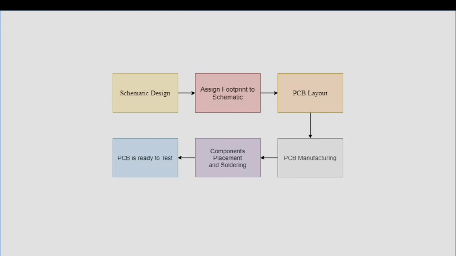The second step is to assign footprint to schematic. So in this step you will assign the footprint to that particular component. The third step is to lay out the PCB, that is PCB layout. Fourth step is once you have finished the PCB design, then you have to give it to the PCB manufacturer. The fifth step is to assemble the component and then solder it. The final step is to test the PCB whether it is functioning properly.